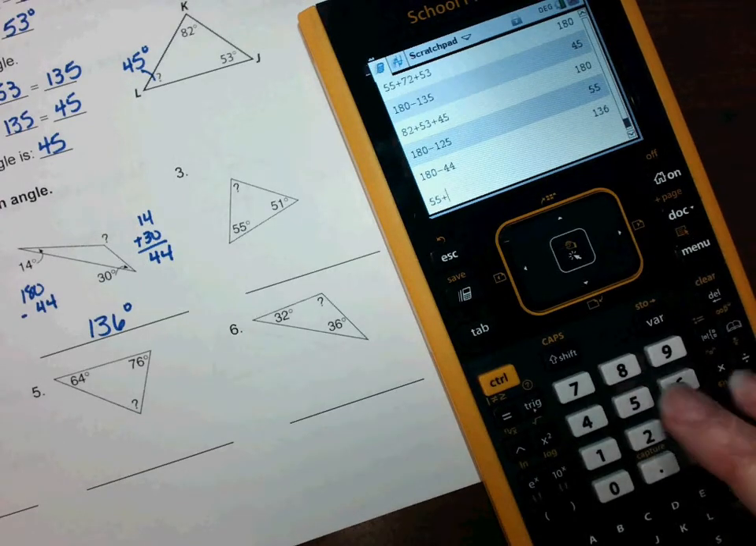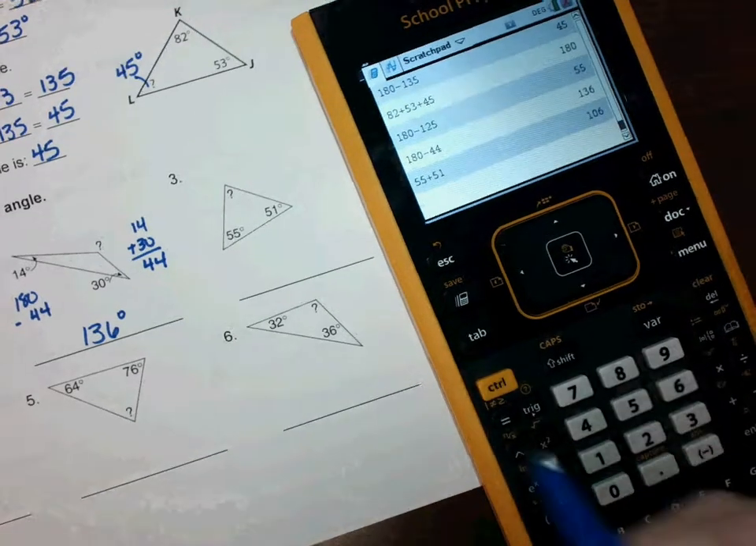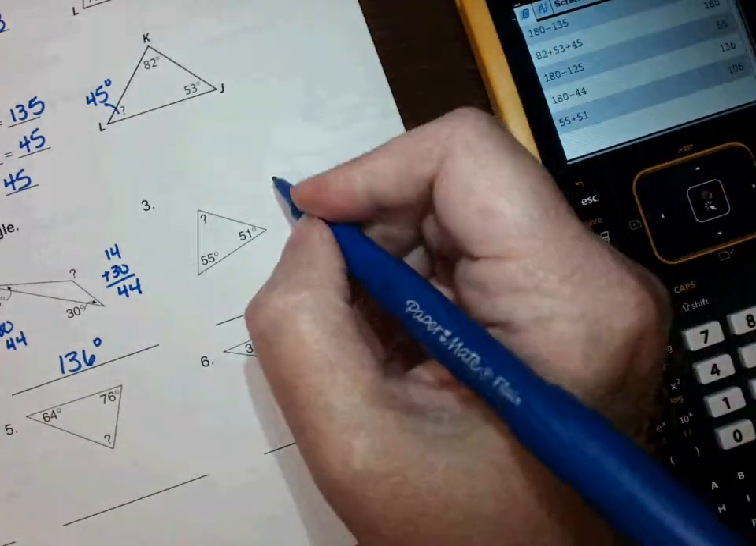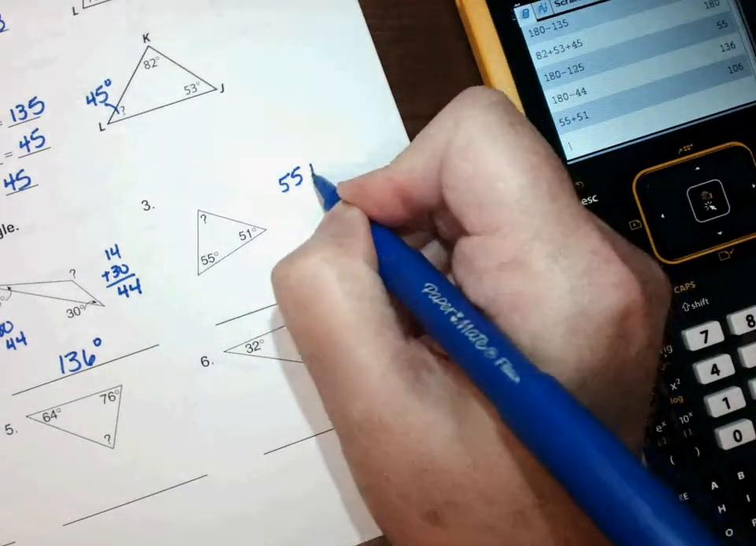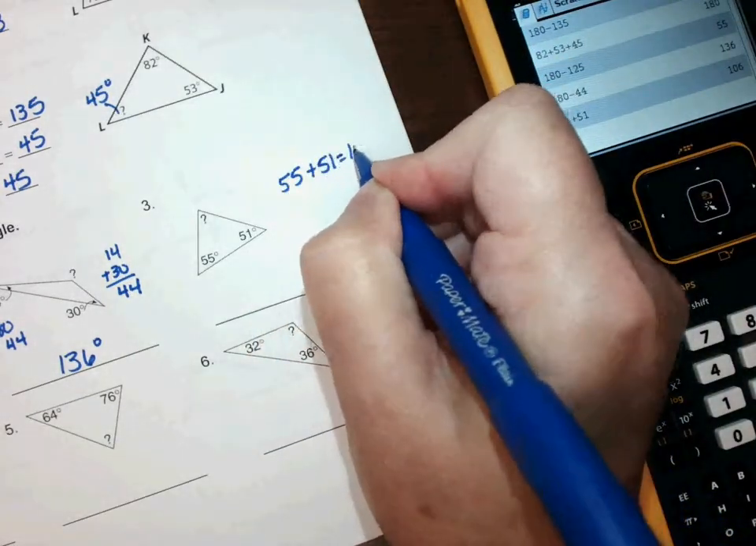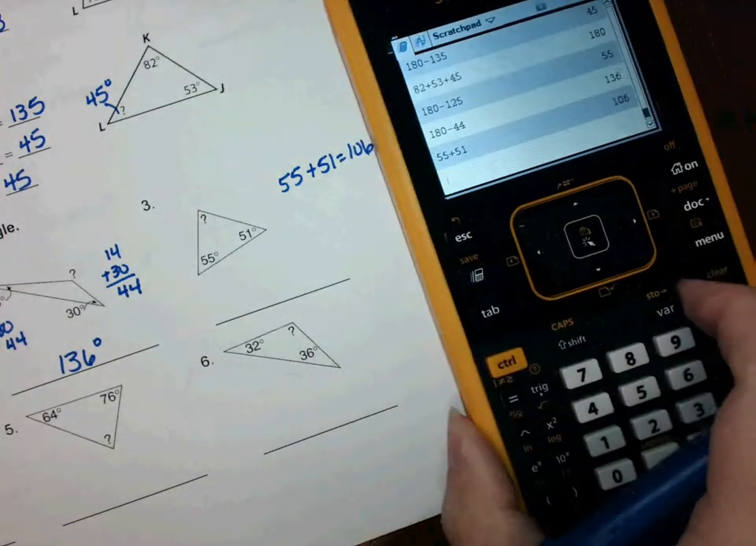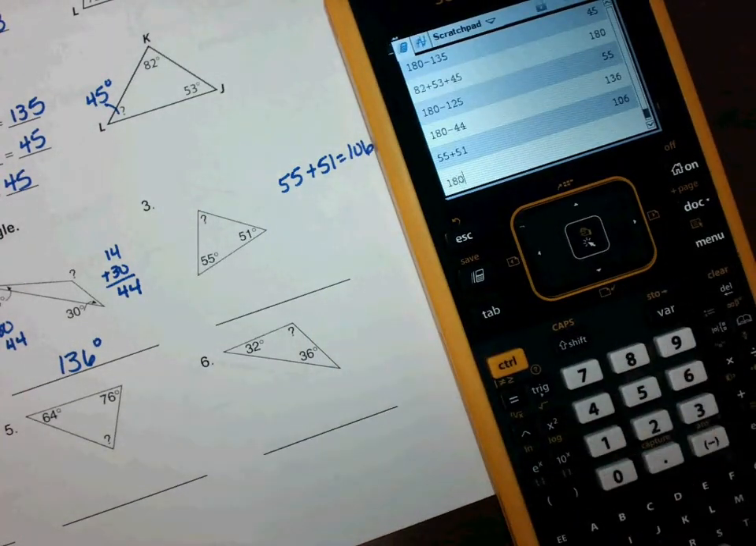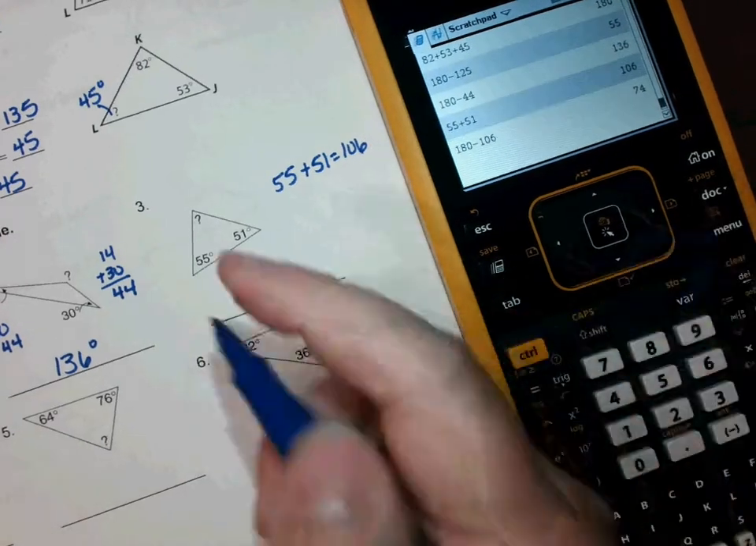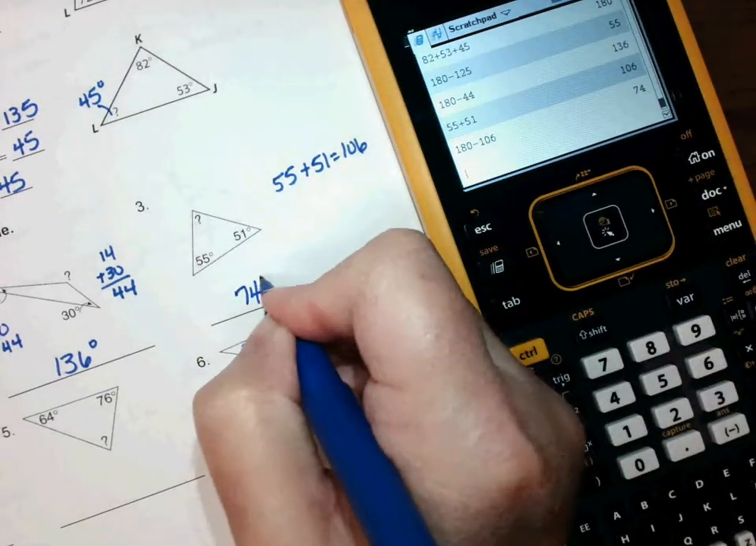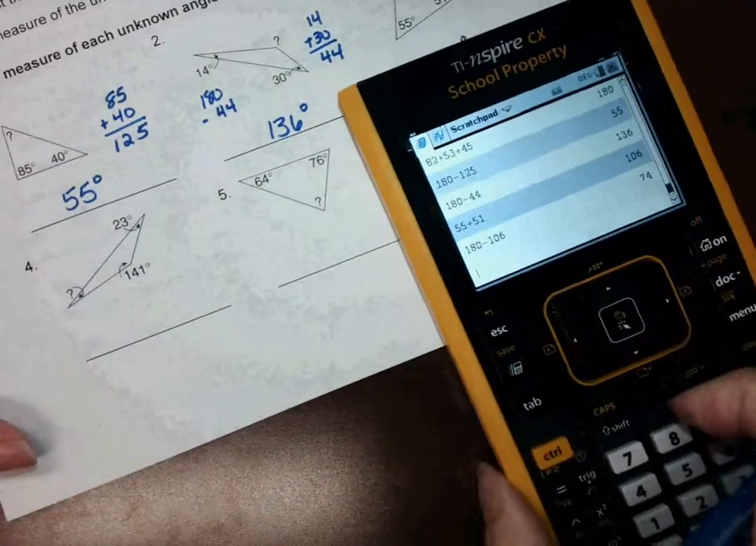Easy breezy. Add the two angles that they give me. 55 plus 51 equals 106. And then I'm going to do 180 minus 106. That equals 74 degrees. Same process all the way through.